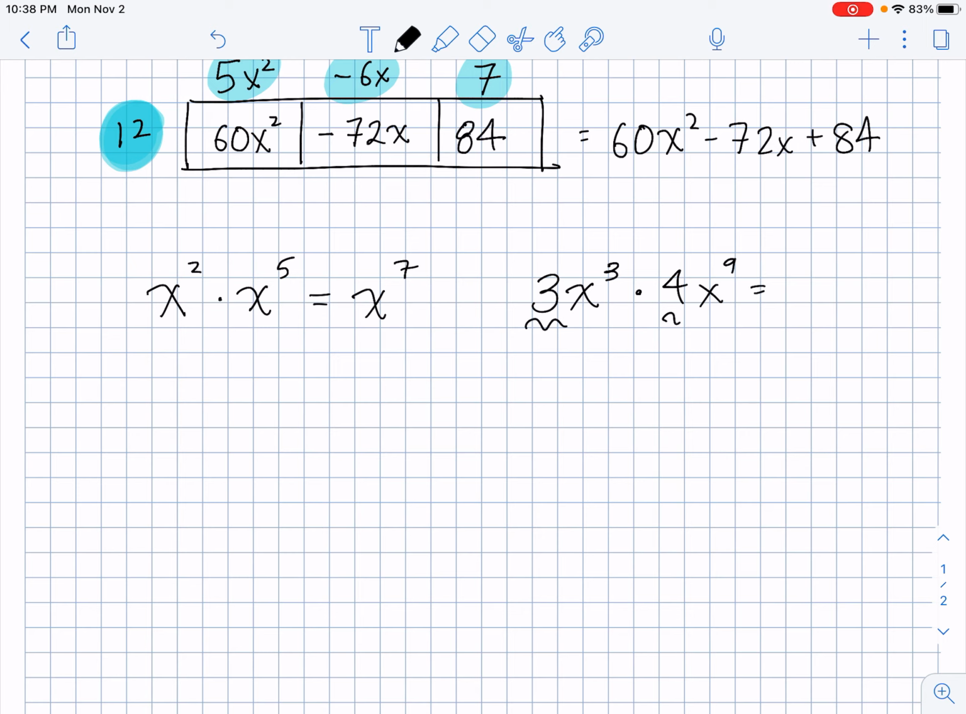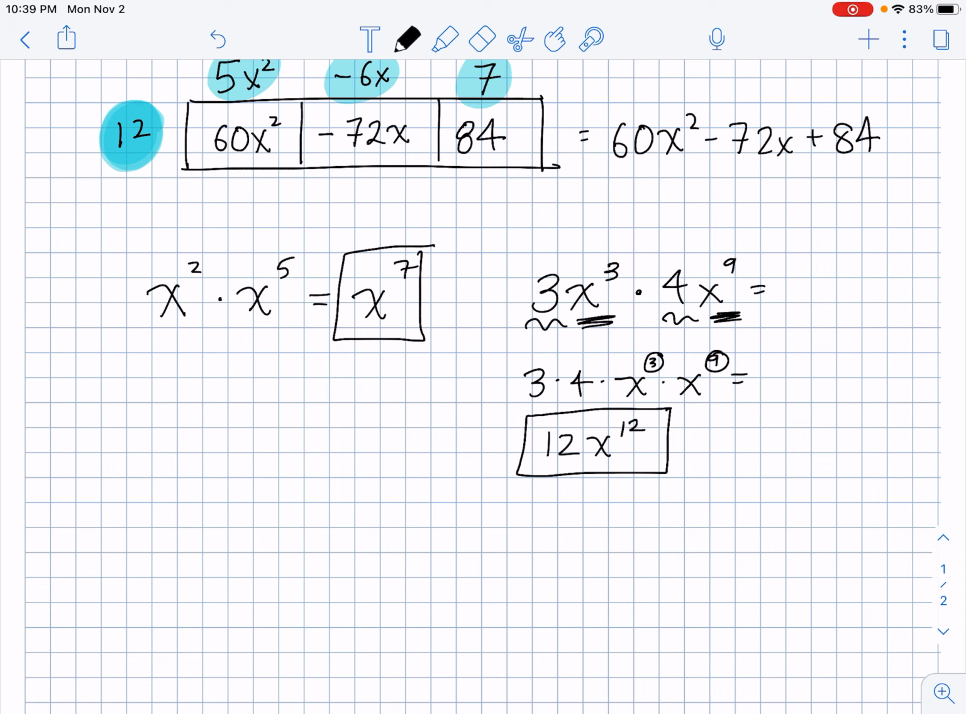So we can take our 3 and our 4 and multiply them first, and then our x to the 3rd and our x to the 9th, and then multiply them next. That's called the commutative property. And 3 times 4 is 12, and x to the 3rd times x to the 9th is x to the 3 plus 9, x to the 12th. And there's our answer there.